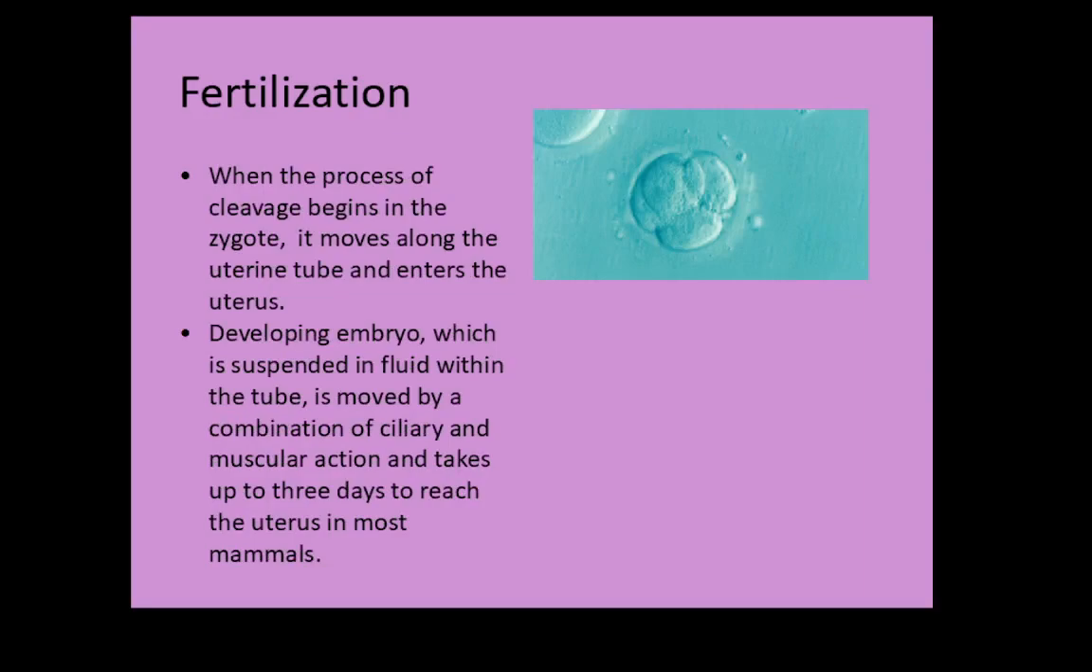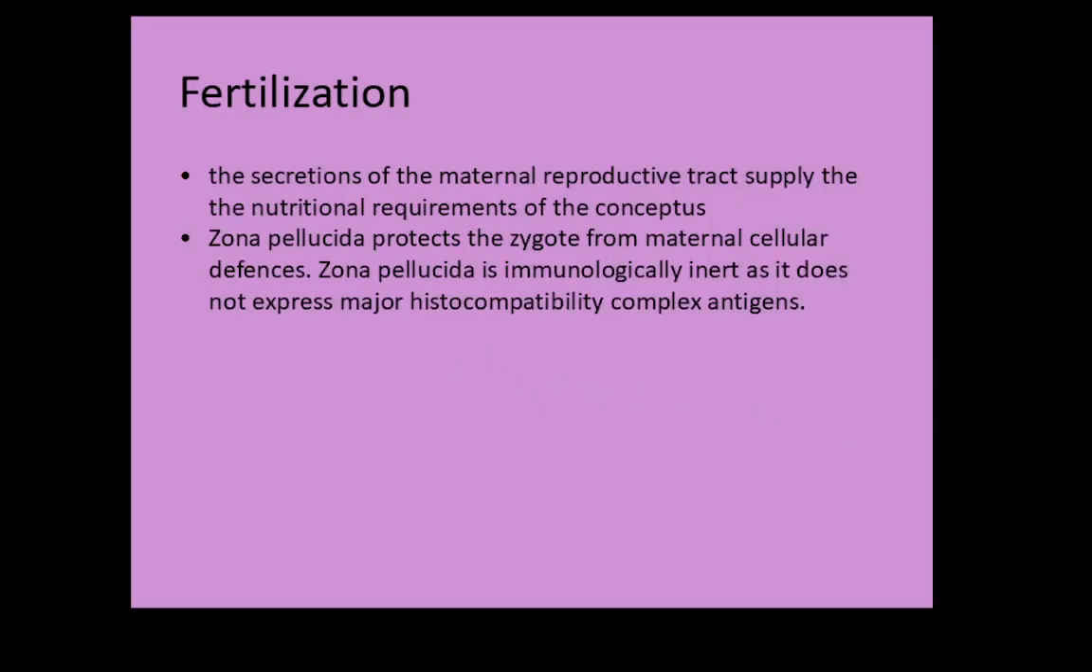So when the process of cleavage begins in the zygote, it moves along the uterine tube and enters the uterus. This developing embryo, which is suspended in fluid within the tube, is moved by a combination of ciliary and muscular action and takes up to 3 days to reach the uterus in most mammals. The secretions of the maternal reproductive tract supply the nutritional requirements of the conceptus.